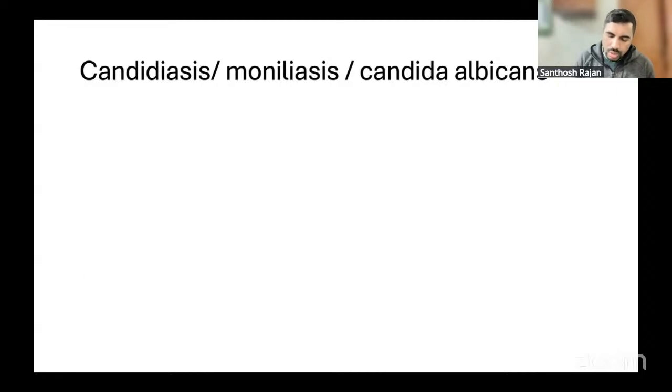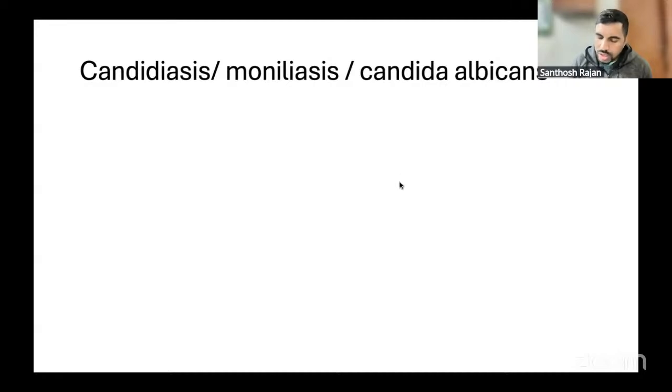Now, what are the things you will write here? In wet mount and gram stain, in both cases you will be seeing the budding yeast cells with pseudo hyphae. It's a gram stain, so it will be gram positive. You will see budding yeast cells like this, and in some places you'll see the pseudo hyphae, not true hyphae, but the pseudo hyphae.